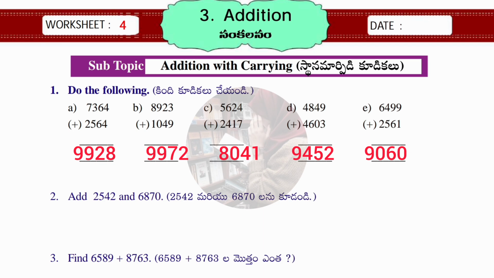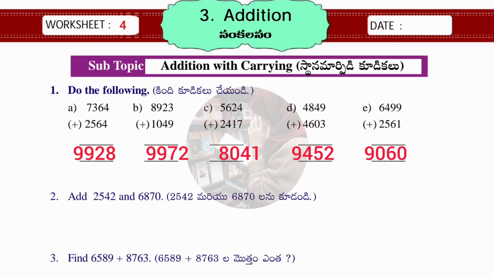Let's see the second one. 8923 plus 1049. You have to do the addition starting from ones digit. 3 plus 9 is 12. 1 carry forward to tens place. Write down 2 here. Then 2 plus 4 is 6. 1 is already there, which is 7. Then 9 plus 0 is 9. Then 8 plus 1 is 9. Total answer is 9972. So in the same manner you have to do the rest of the 3 questions.